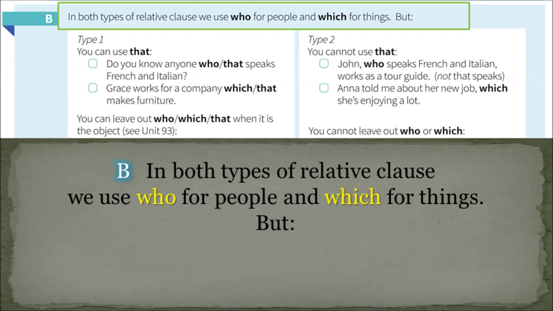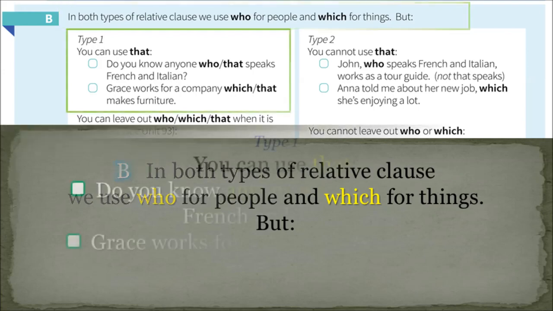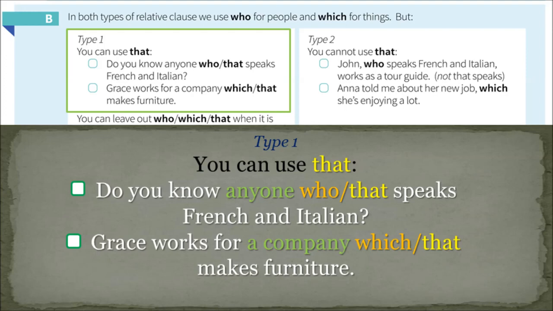B. In both types of relative clause, we use who for people and which for things. But Type 1, you can use that. Do you know anyone who speaks French and Italian? Do you know anyone that speaks French and Italian? Grace works for a company which makes furniture. Grace works for a company that makes furniture.